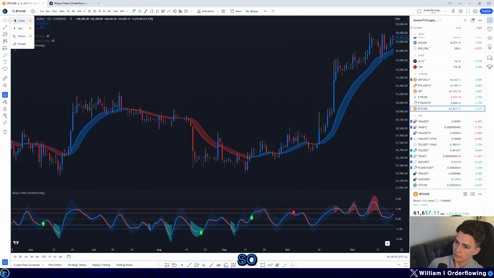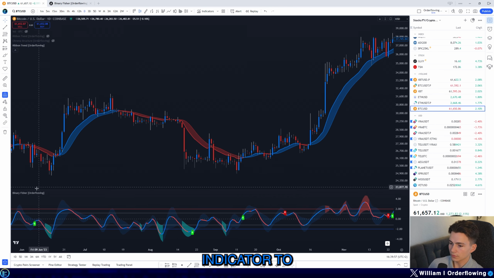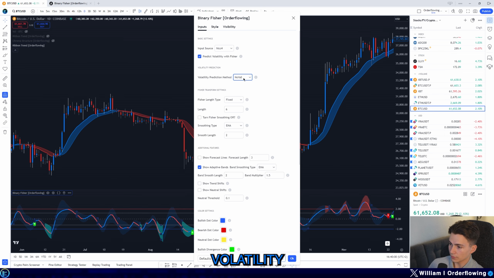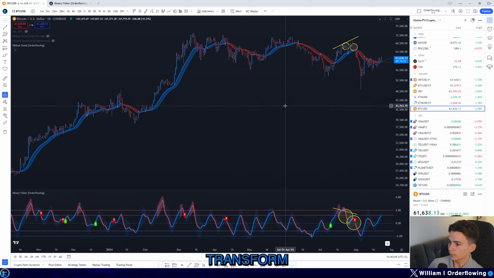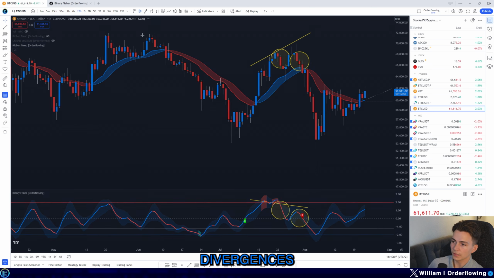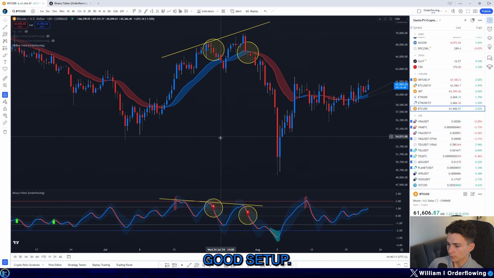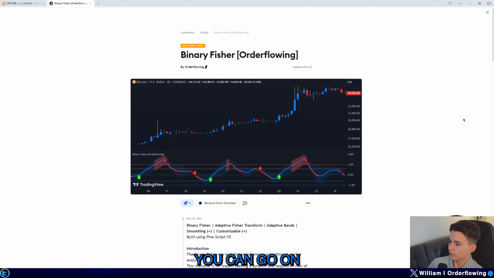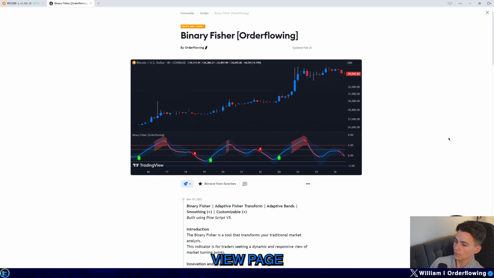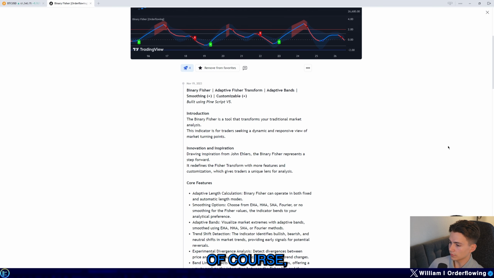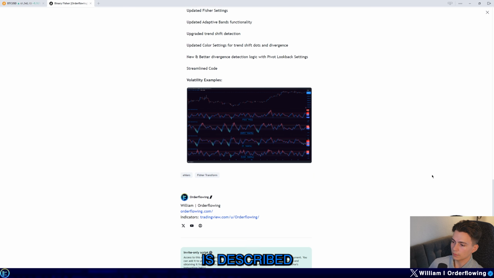So overall, it's a great indicator to either predict volatility or to just use as a normal Fisher transform and watch for divergences and similar like this. I mean, this is a pretty good setup, and I also showed it in the article. So I think that was it. If you want to read more about the indicator, you can go onto the TradingView page and onto the article, of course, where everything is described in detail.